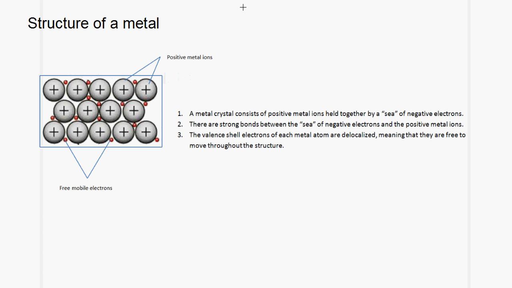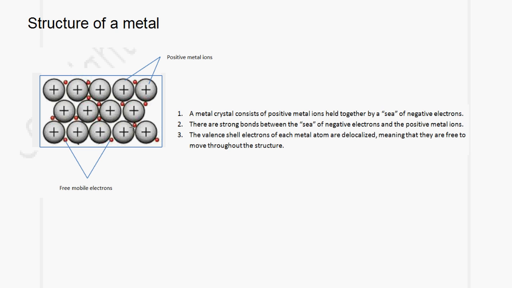Today we are going to be looking at different types of structures. The first type of structure we're going to look at is the structure of a metal. A metal crystal consists of positive metal ions held together by a sea of negative electrons. There are strong bonds between the sea of negative electrons and the positive metal ions. The valence electrons of each metal atom are delocalized, meaning that they are free to move throughout the structure.